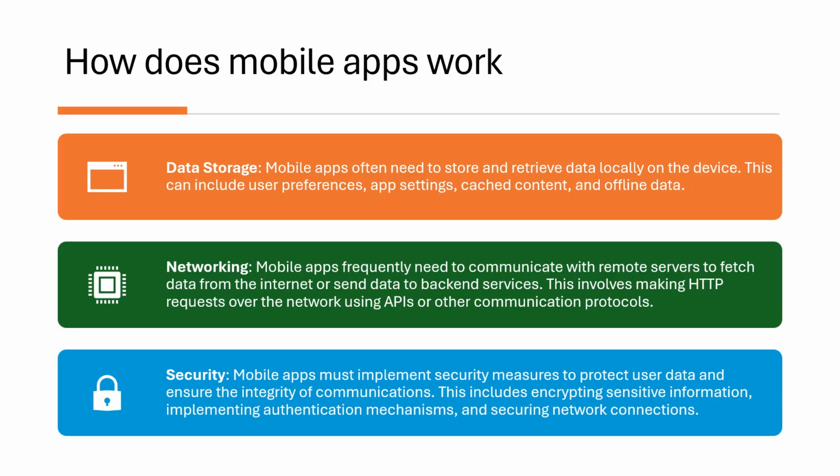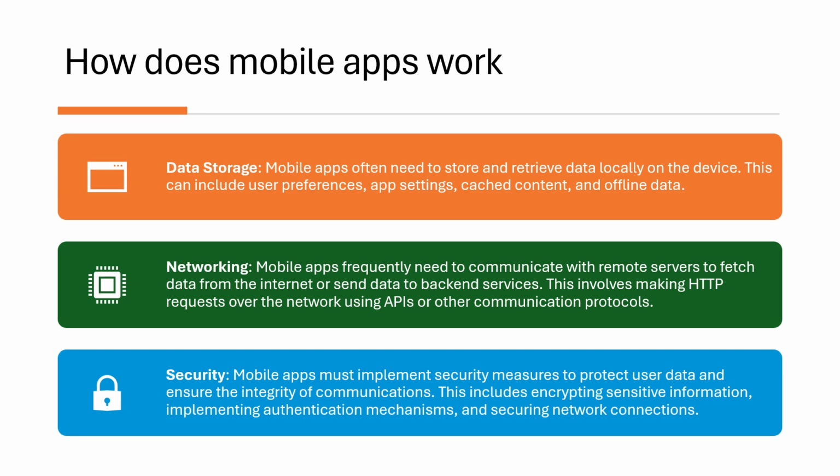So, other parts of how mobiles work. Data storage. Mobile apps often need to store and retrieve data locally on the device. This can include user preferences, app settings, cache content, and offline data. So whatever you store, your user profile or settings, has to be stored locally, or it can also be stored remotely. So these are some data storage options for the apps.